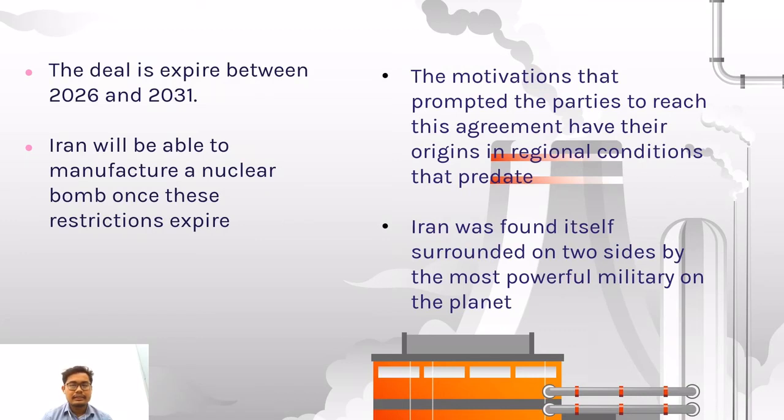Continuous, rigorous inspection and a permanent restriction on Iran having a nuclear weapons program are lasting elements of the agreement. The motivations that prompted the parties, particularly the US and Iran, to reach this agreement have their origin in regional conditions that predate the last 2 years of rigorous negotiations, the most important of which are the US wars in Iraq and Afghanistan. These American wars created both a crisis and an opportunity for Iran. On one hand, Iran found itself surrounded on 2 sides by the most powerful military on the planet. On the other hand, Iran shares common interests with the US in both Afghanistan and Iraq, and if it plays its cards well, it might influence results in both to its advantage.